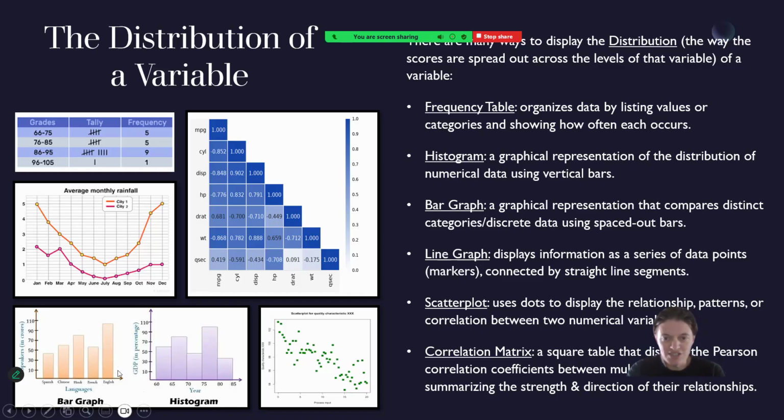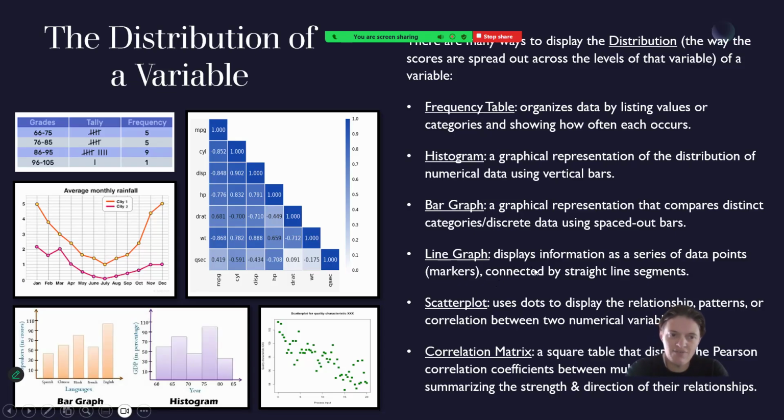A bar graph is really similar, right? But with this one we're comparing distinct categories using discrete data, and the bars are spaced out. Again, we have something on this axis, we have something on this axis, and then we represent each piece of discrete data or category of discrete data using these spaced out bars. So just a little bit of a distinction between the two, similar but a little bit different.